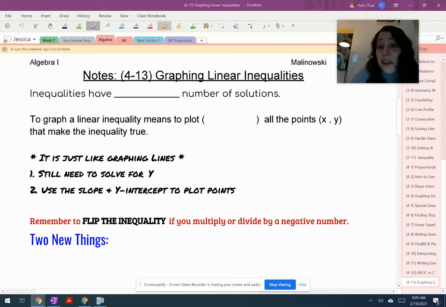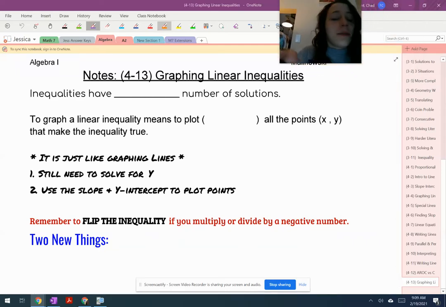Okay, last lesson here of Unit 4. Yay. So this one's a really important lesson because it shows up every year on the exam and you do a lot with it. So graphing linear inequalities is what we're doing today.